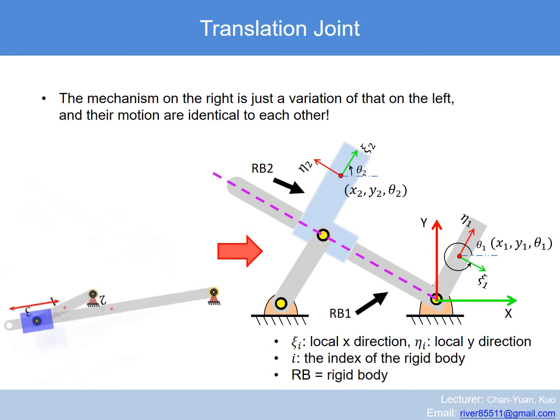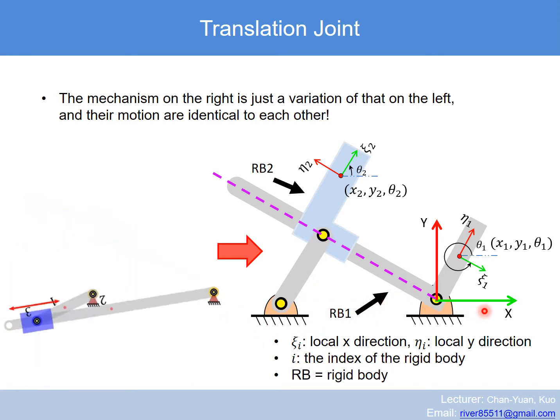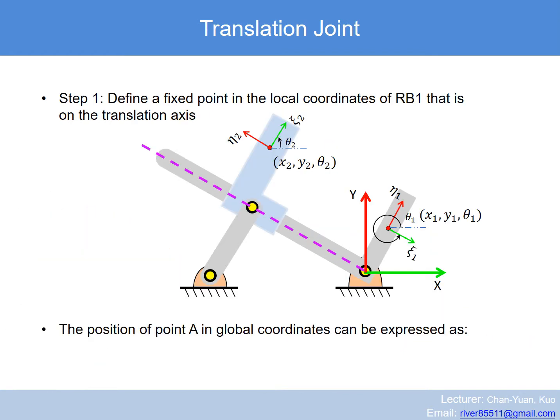Do notice that the reason why I didn't draw out the local coordinates for the bar over here and for the ground is because we won't rely on them when deriving the constraint equations for translational joint. Okay, I think now we are ready to move on to step 1.